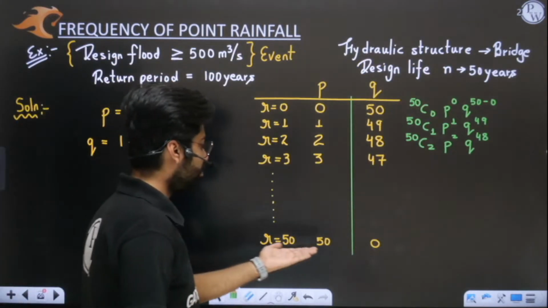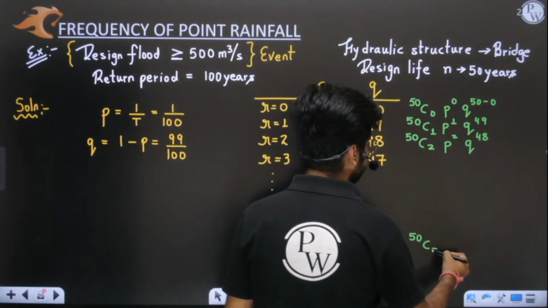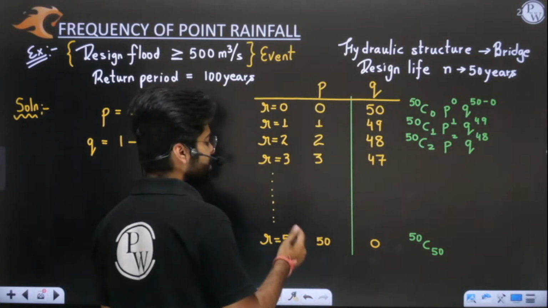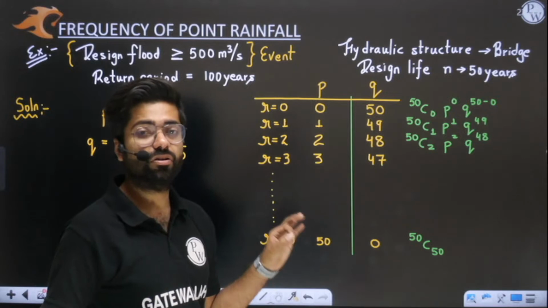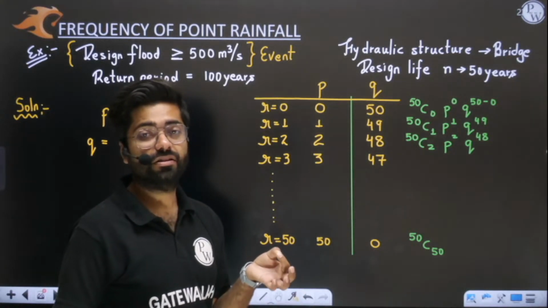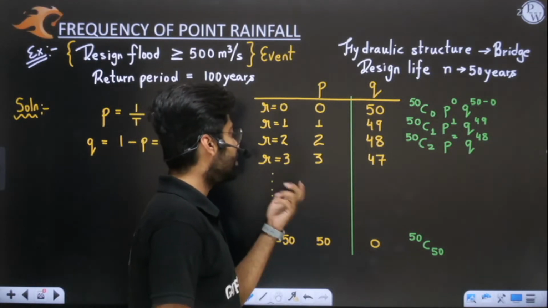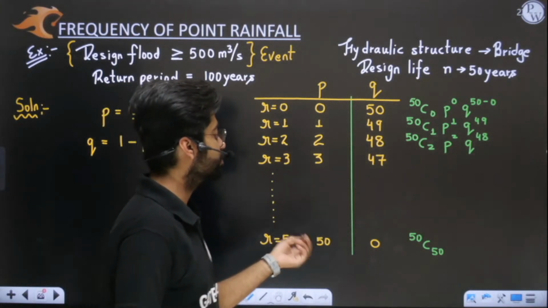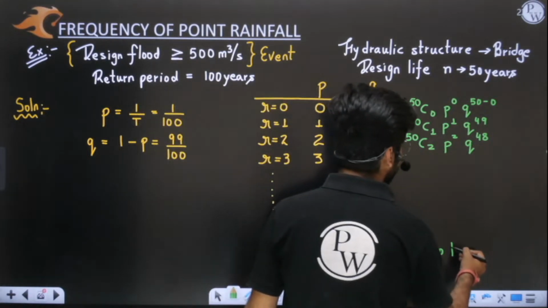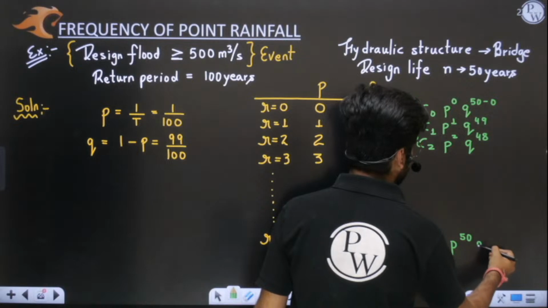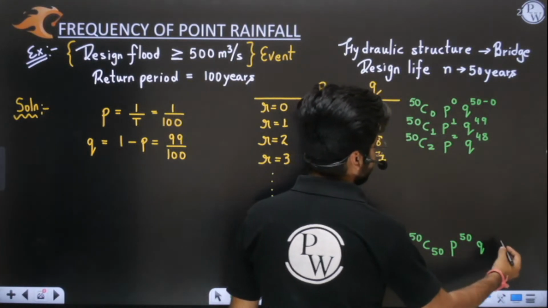Similarly, for this last event, you can find the probability as 50C50, because r is 50 years. See, this is very rare. Such a flood, which is already very rare, will not happen every year. Yes or no? If you say this flood occurs in every year, then obviously this probability will be very, very small, almost equal to 0. You can evaluate it also: P power 50, Q power n minus r, 50 minus 50 is 0.